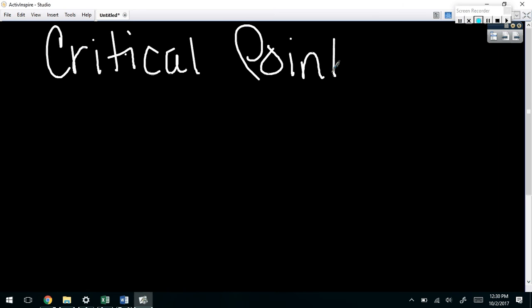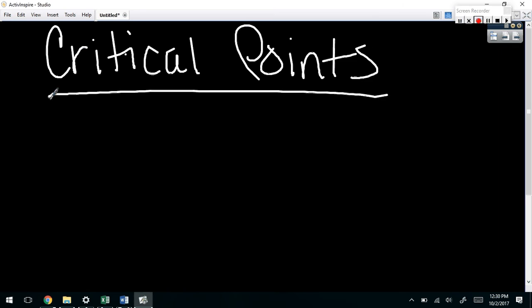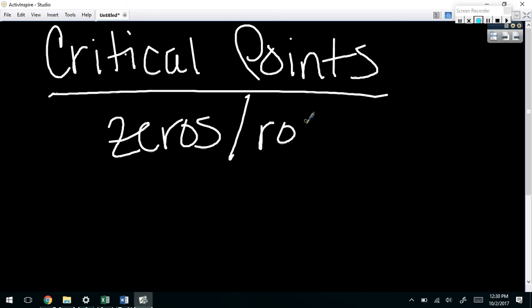All right, let's talk about some critical points. The first one you've already done. There are 3 types of critical points. Zeros or roots. Some of your calculators call them different things, but it's the same difference. What is the zero of a function? Absolutely. X-intercepts, where it crosses the x-axis.